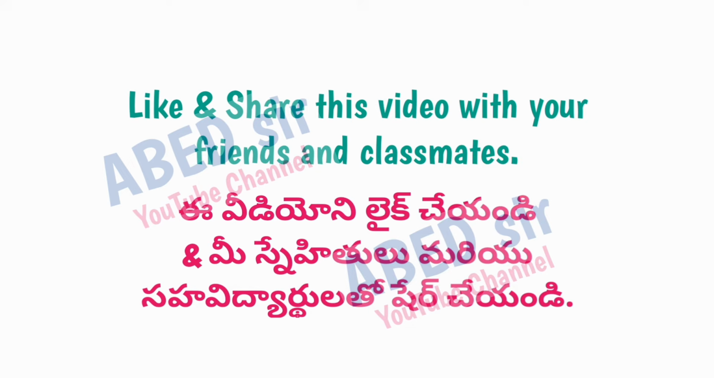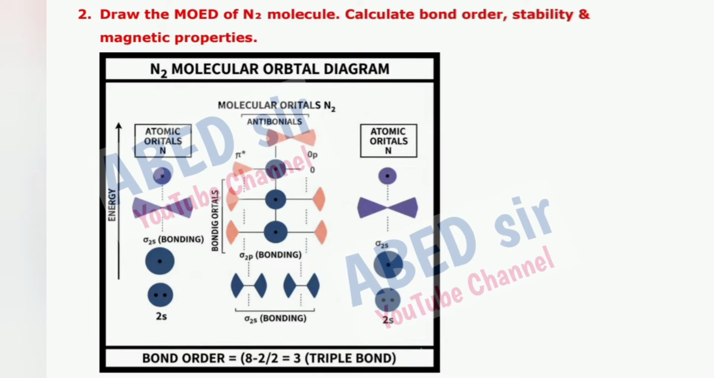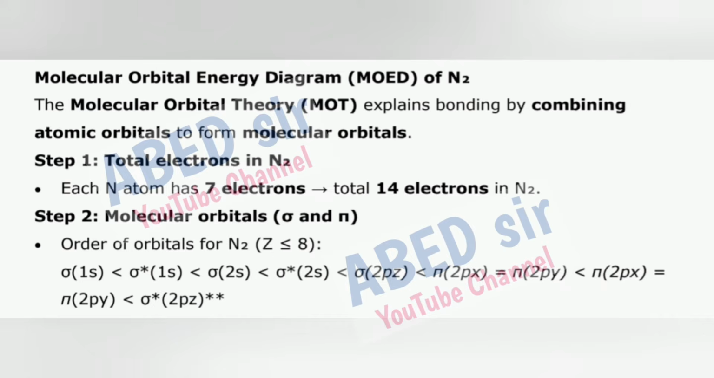The next important long question is 2. Draw the MO diagram of the N2 molecule. Calculate bond order, stability and magnetic properties. Molecular orbital energy diagram, MO of N2. Molecular orbital theory, MOT, explains bonding by combining atomic orbitals to form molecular orbitals. Step 1: total electrons in N2. Each N atom has 7 electrons, total 14 electrons in N2.